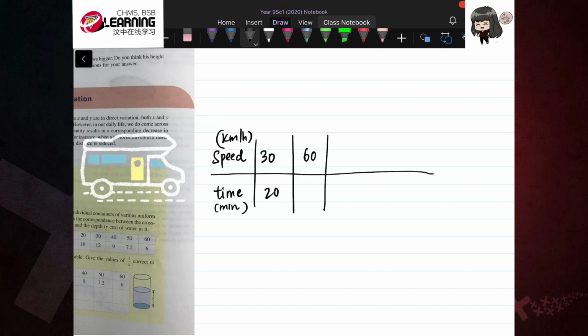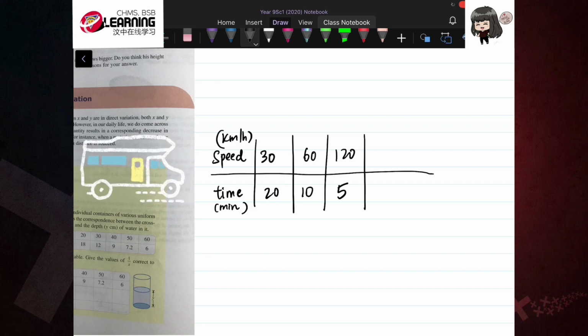So if the speed doubles, your time definitely will decrease by half, right? So it makes sense that if you are traveling to Gadong at 60 km per hour, your time will become less than 20 minutes, which is 10 minutes. Am I right? Let's say the speed of the bus increases to 120 km per hour, traveling from Chonghua to Gadong also. So if the speed goes from 30 to 120, the time will become 5 minutes. So you will reach in 5 minutes if the speed of the bus is 120.